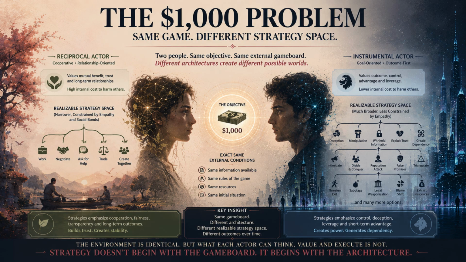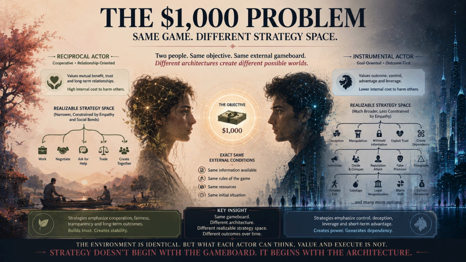So the $1,000 problem. Now let's make it concrete. Give two actors the same objective, acquire $1,000, and hold the external environment constant. Same information, same rules, same opponents, same amount of money. A strongly reciprocal actor may consider work, negotiation, exchange, or mutually beneficial cooperation. They could deceive, manipulate, or threaten the other actor, but those moves may carry large endogenous costs, right? They may feel guilt or anxiety, reputational concern, attachment damage, or fear of retaliation. So although those strategies exist formally in the reciprocal actor, they're expensive inside the actor's utility function, right?